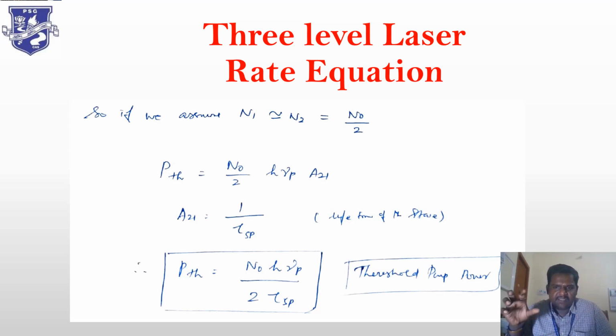By taking the PTH threshold power value from the previous slide, and the lifespan, we rewrite the A21 coefficient in the form of lifespan, which is 1 by tau sp. It's just a symbolic representation of how the atoms are utilized, staying in the N2 state to achieve population inversion. By supplying these two values in the PTH value, we arrive at the threshold pump power formula. So this is the whole mathematical treatment required for the three-level laser rate equation.